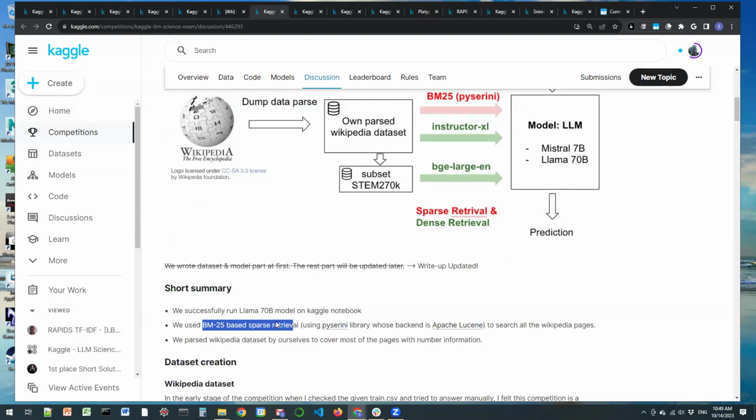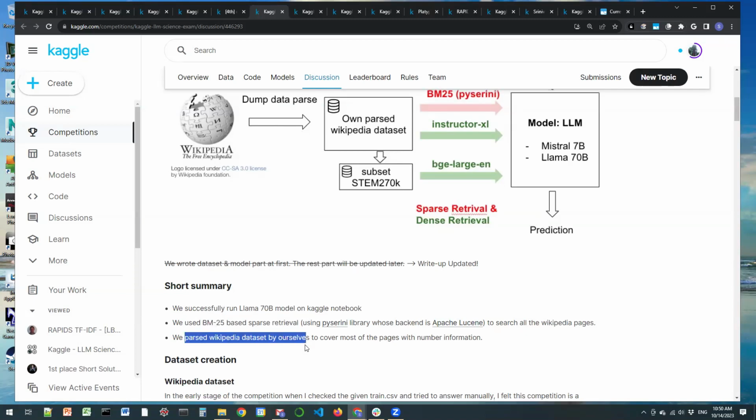BM25 is sparse retrieval using the PySerini library. Although you could have, and then we parse with Wikipedia.